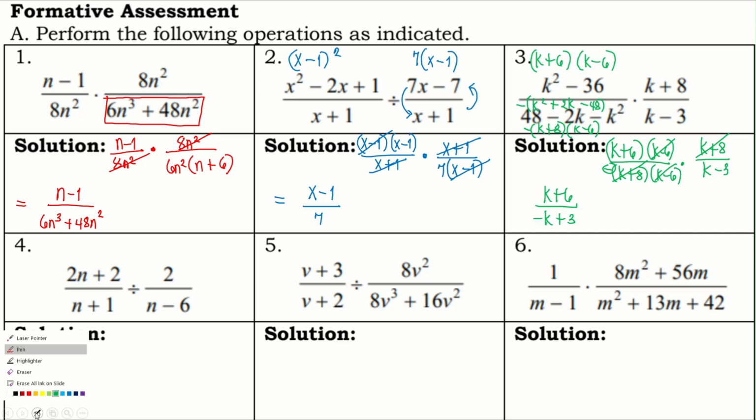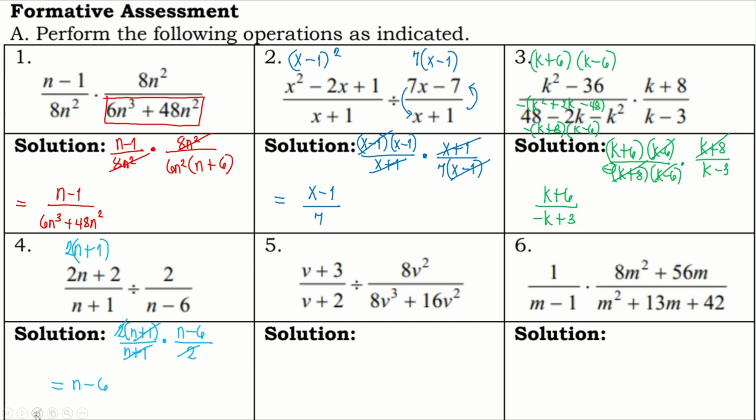Next, number 4. Okay, so we have 2n plus 2. Okay, so factor, we get 2 times n plus 1, divided by 2 over n minus 6. Okay, so we get 2 times n plus 1 over n plus 1. Divide will be times, and then switch n minus 6 over 2. Okay, so we can cancel n plus 1 and 2. Okay, so remaining will be n minus 6.